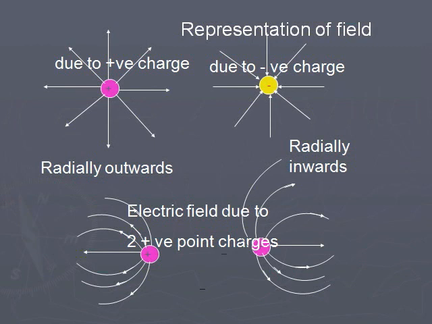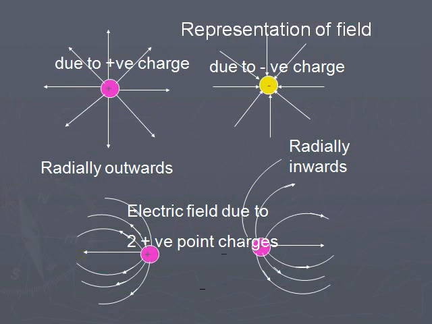If you take a negative charge, the field lines will all converge to the center of the sphere. They will be lying along the radii and will converge to the center of the charge sphere. So by a positive charge, the field created is a diverging field. By a negative charge, it is a converging field.